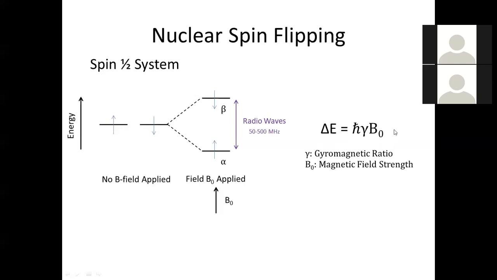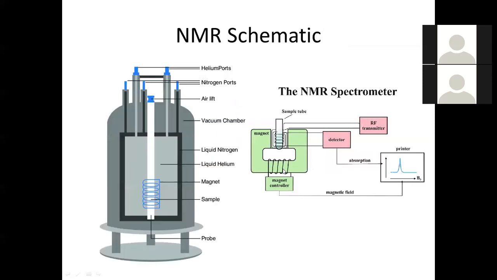That's all the energy really depends on, right? So this gap is going to depend on the field strength and this gyromagnetic ratio, right? Okay, so then how does this actually work in an experiment? Well, the NMR is going to look something like this.